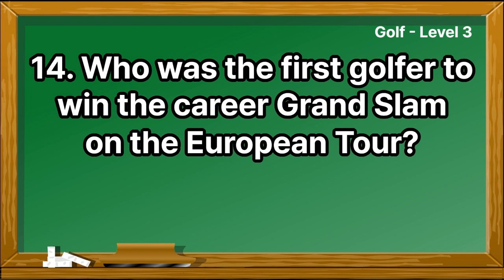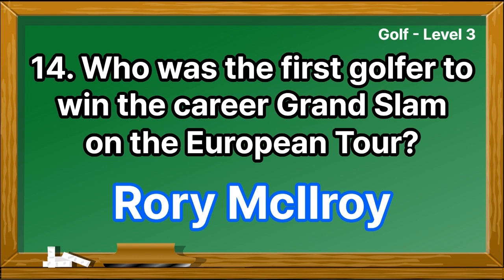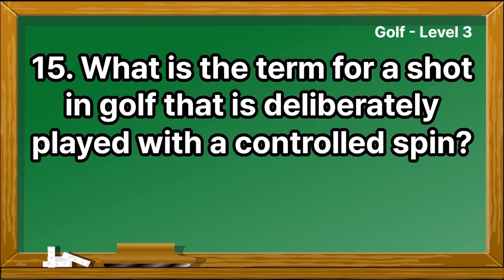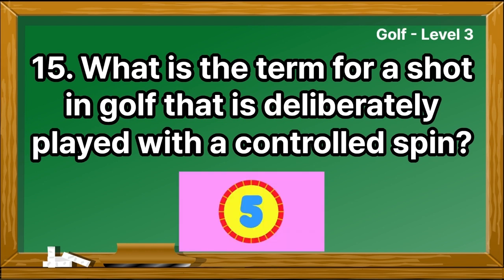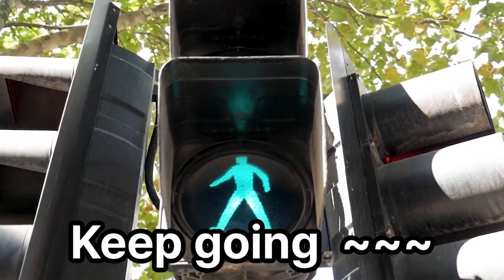Who was the first golfer to win the career Grand Slam on the European Tour? Rory McIlroy. What is the term for a shot in golf that is deliberately played with a controlled spin? Fade. Keep going.